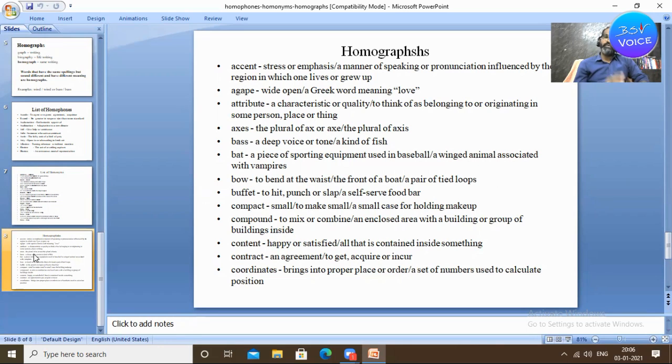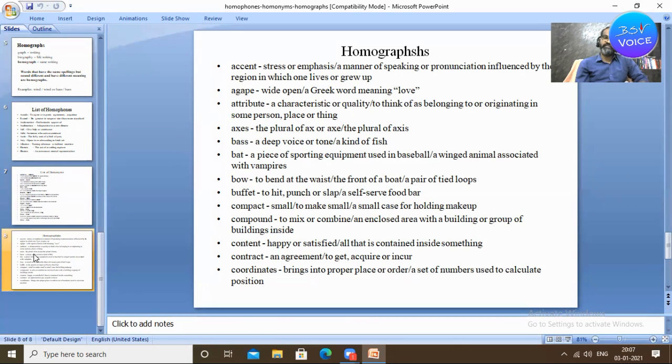At the same time, one more bow is at the front of a ship, the front of a boat. Also a bow is a pair of tied loops, especially girls in their childhood, when they have their frock tied like that. This is also a bow.